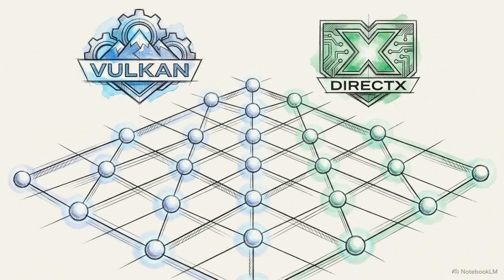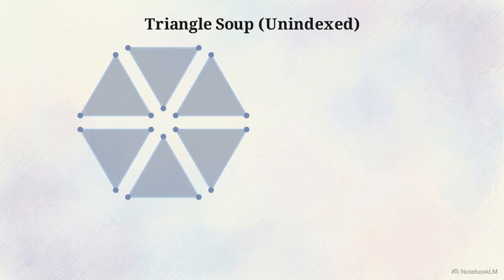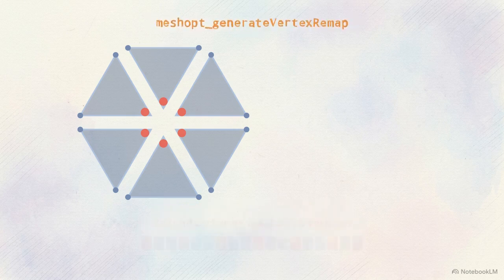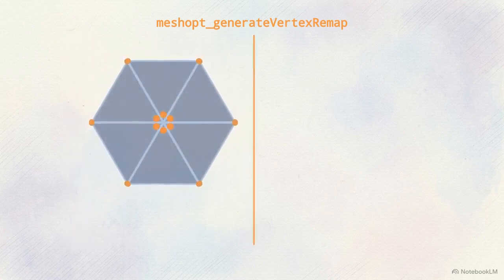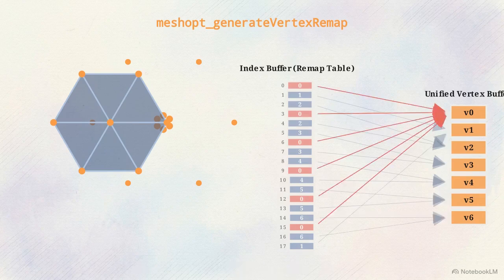Step 1 is unification. Modern rendering APIs like Vulkan and DirectX strictly require indexed vertices. Indexing allows the GPU to reuse the mathematical output of a vertex shader for vertices shared across multiple adjacent triangles. Without indices, raw assets ingest as triangle soup. Every shared corner duplicates vertex data, needlessly inflating the memory footprint. The meshopt generate vertex remap algorithm resolves this.